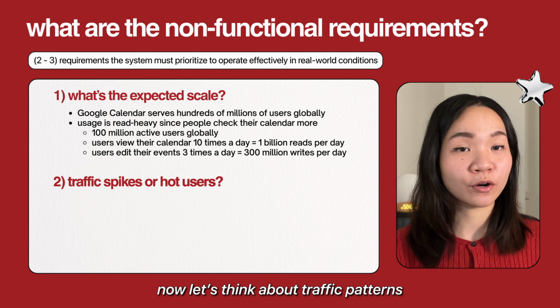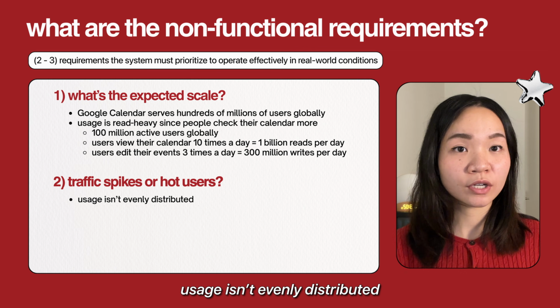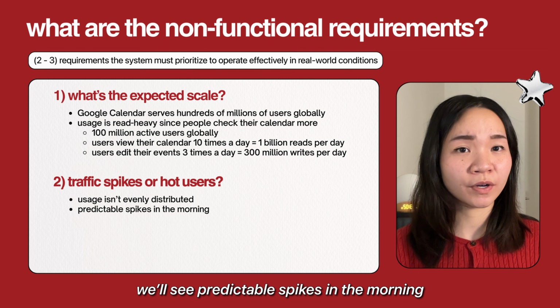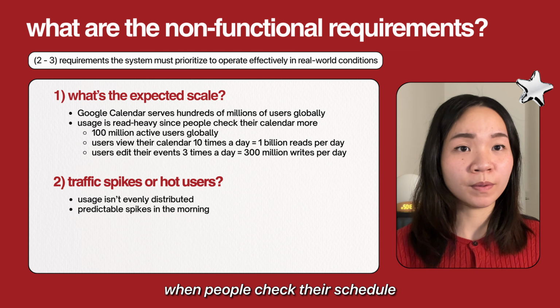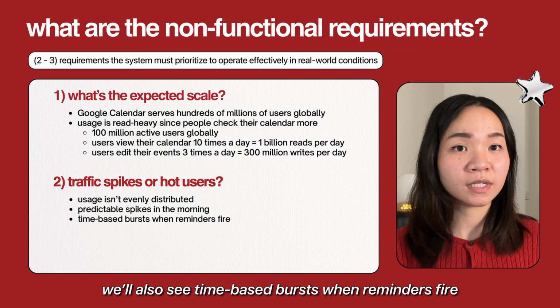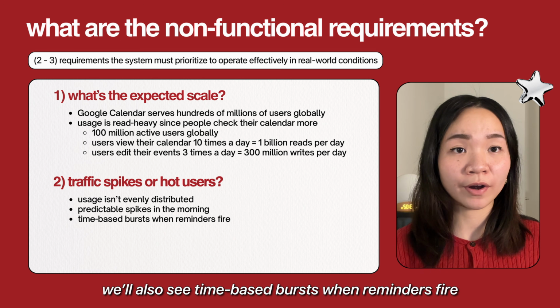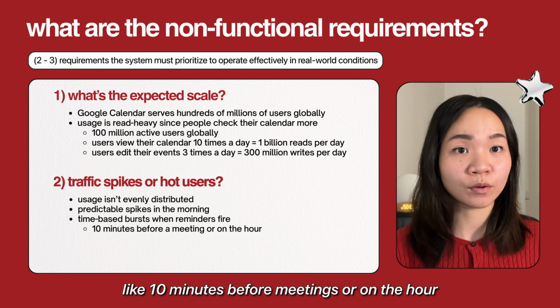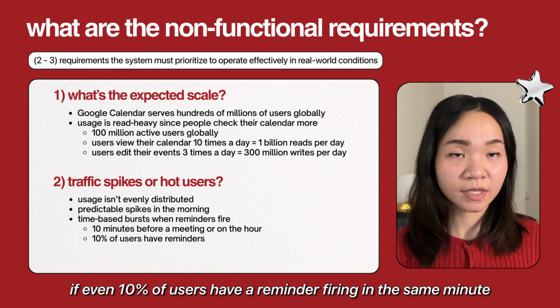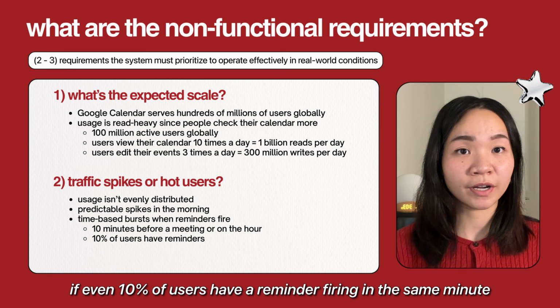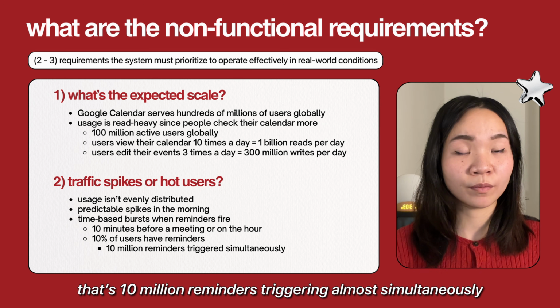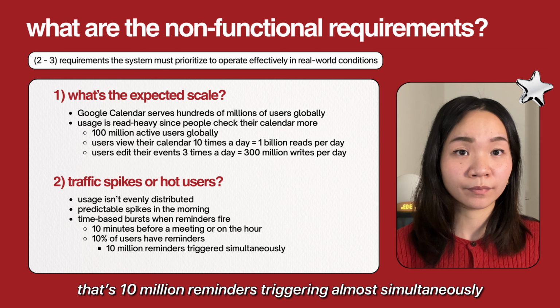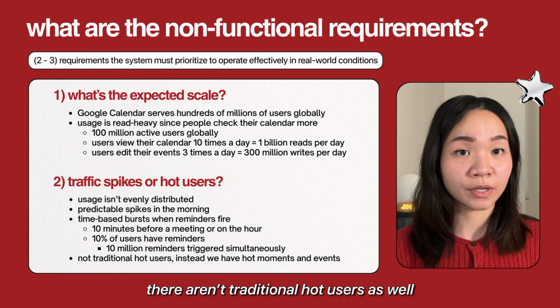Now let's think about traffic patterns. Usage isn't evenly distributed. We'll see predictable spikes in the morning when people check their schedule. We'll also see time-based bursts when reminders fire, like 10 minutes before meetings or on the hour. If even 10% of users have a reminder firing in the same minute, that's 10 million reminders triggering at the same time. There aren't traditional hot users as well.